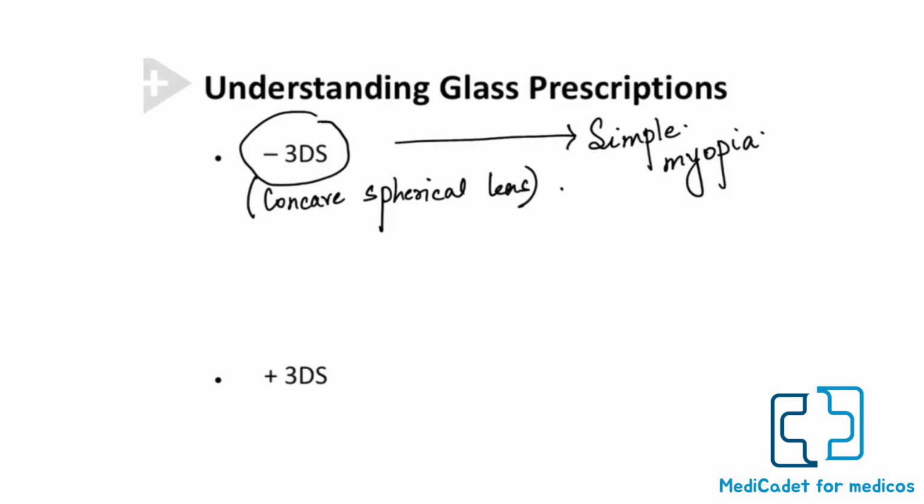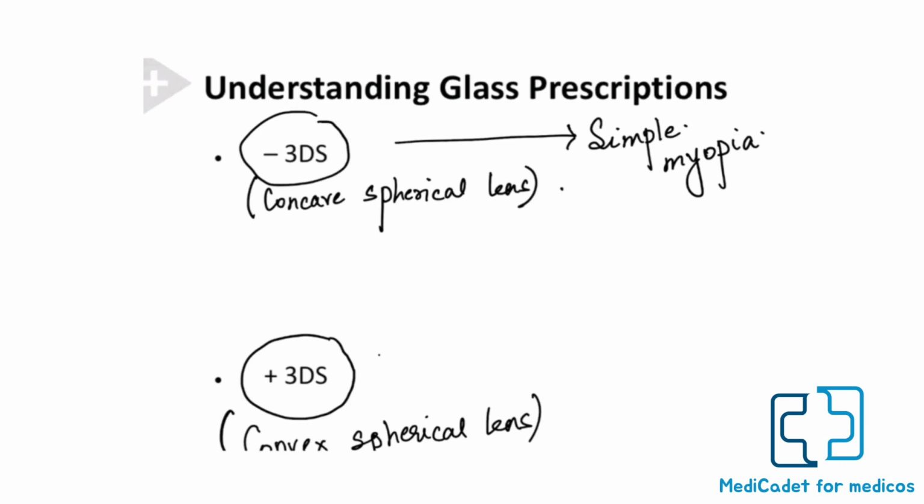Correct? Now the same thing, look at this, this is a +3 diopter sphere. So what is this? This is a convex spherical lens, that is a plus sphere or a plus spherical lens. So if we get this prescription in the exam and we are asked, what is this refractive error? This is a simple hypermetropia.